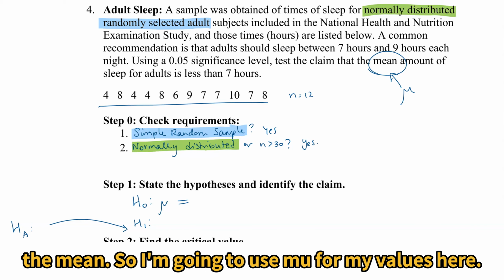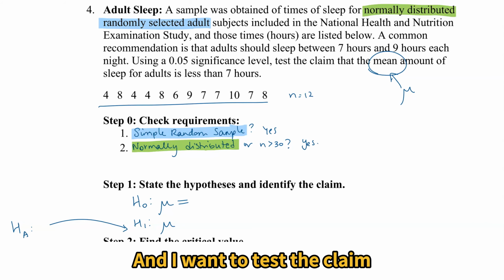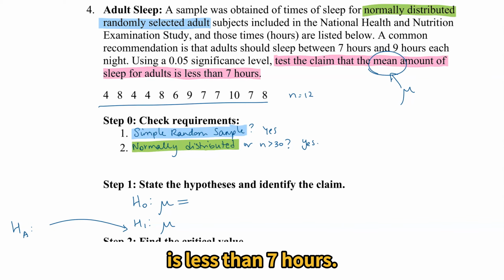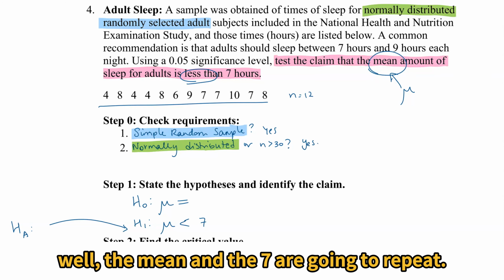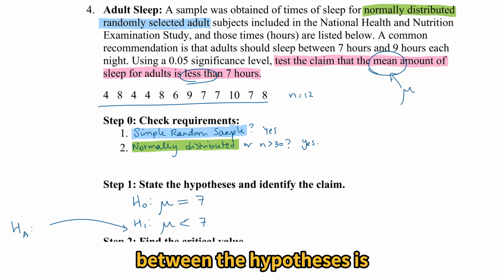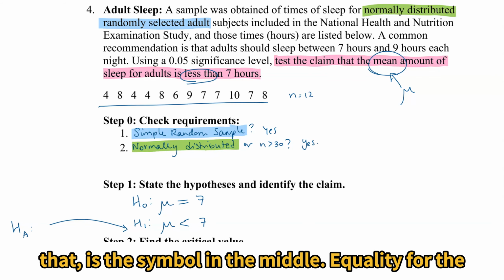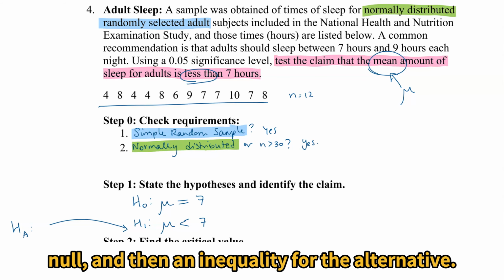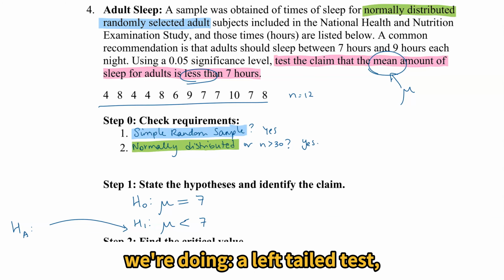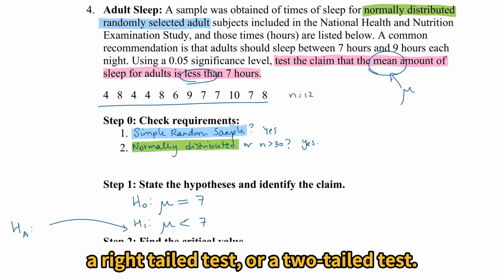So I'm going to use mu for my values here. And I want to test the claim that the mean amount of sleep for adults is less than 7 hours. So less than 7 hours. Well, the mean and the 7 are going to repeat. The only thing that's different between the hypotheses is the symbol in the middle. Equality for the null, and then an inequality for the alternative, and that inequality determines what type of test we're doing. A left-tailed test, a right-tailed test, or a two-tailed test.